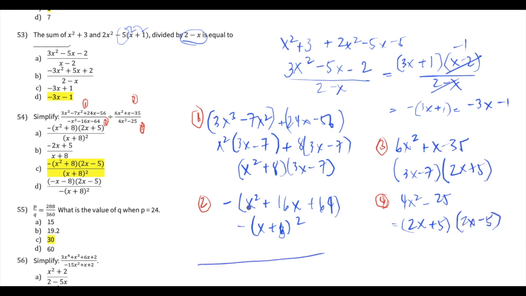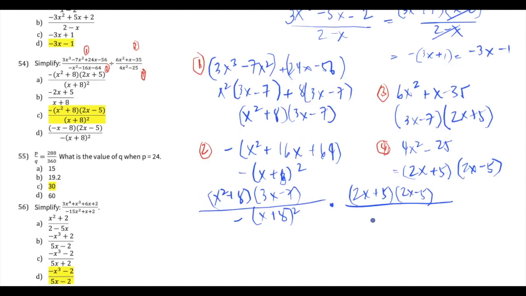So now we have ito, x squared plus 8 times 3x minus 7 minus x plus 8 squared times, gawin natin multiply. So, ito muna yung ilalagay natin sa taas. 2x plus 5, 2x minus 5 over 3x minus 7, 2x plus 5. Cancel. Yan lang. So, we have x squared plus 8 times 2x minus 5 over x plus 8 squared. May negative tayo. So, answer is letter C.